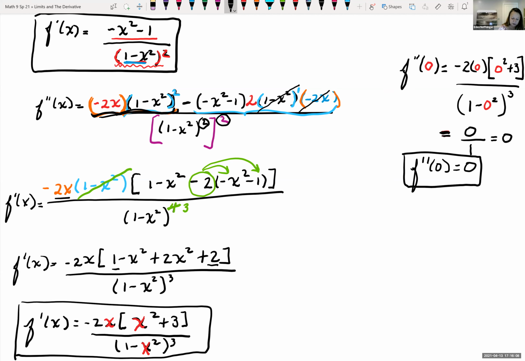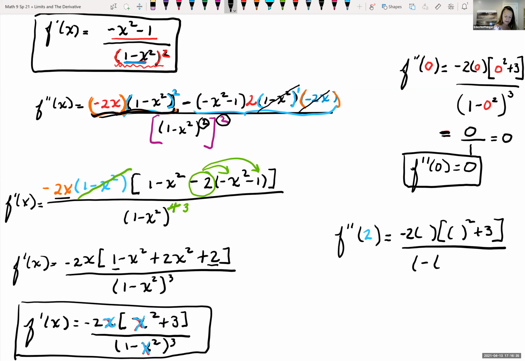And now look at the double derivative, f double prime, evaluated when x is 2. So going in here, wherever we see an x, we're going to replace it with a 2. So we have negative 2 all times parentheses 2 squared plus 3, all over 1 minus 2 squared, and that quantity is cubed.